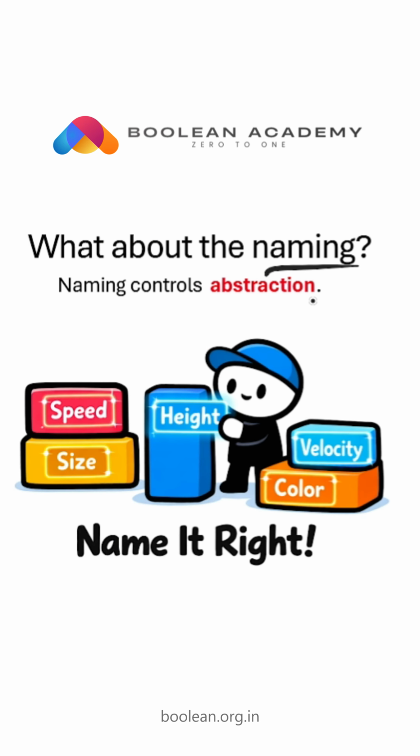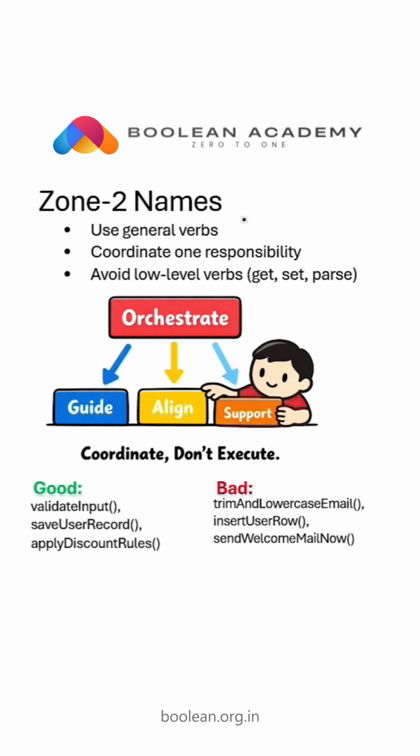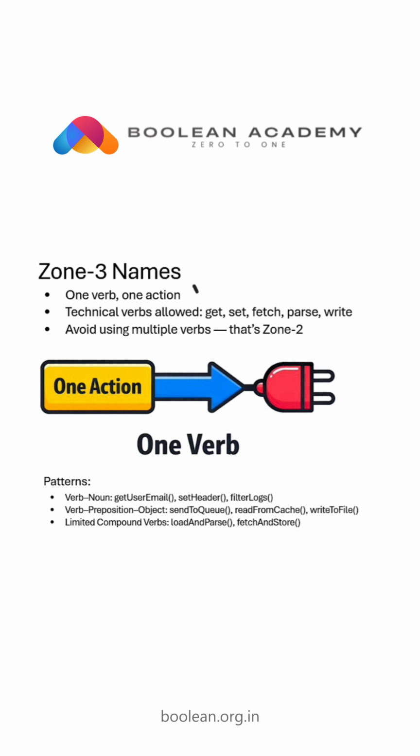But what about the naming? Naming controls abstraction. Zone 1 names represent a complete goal and avoid using technical words. Take these as examples. For zone 2 names, use general verbs that coordinate one responsibility and avoid using low-level verbs like get, set and pass. These are some examples. To name zone 3 functions, use one verb, one action. Avoid using multiple verbs because that sounds like zone 2, and technical verbs like get, set, fetch, parse, write, all are allowed. Take these as examples.